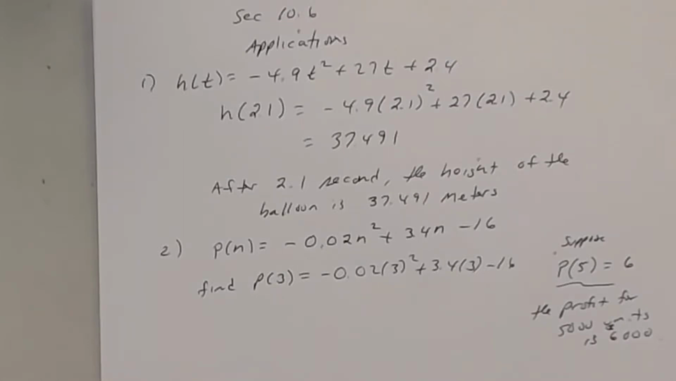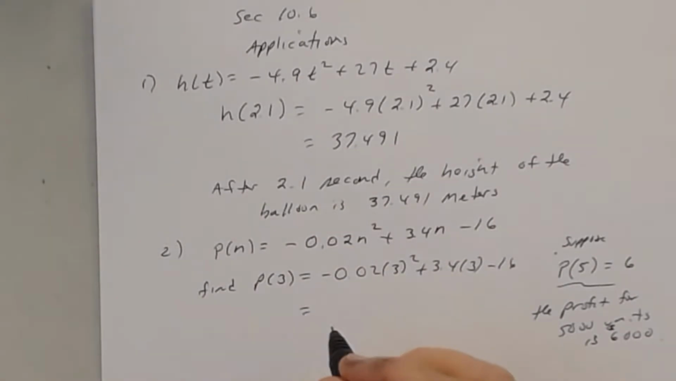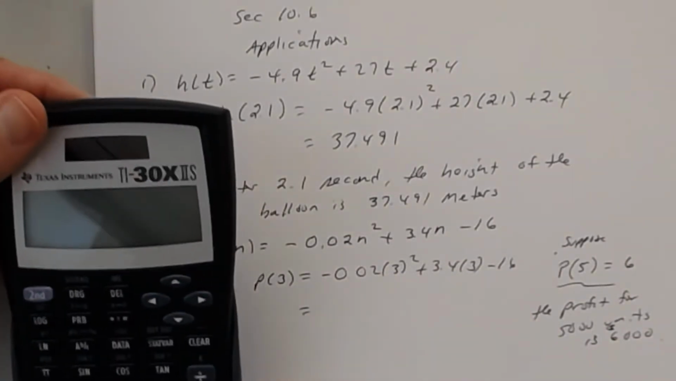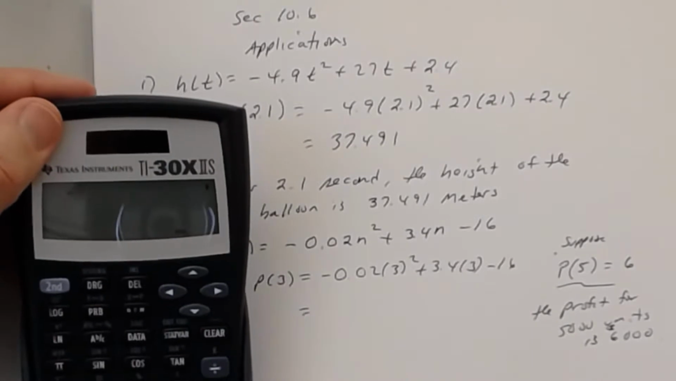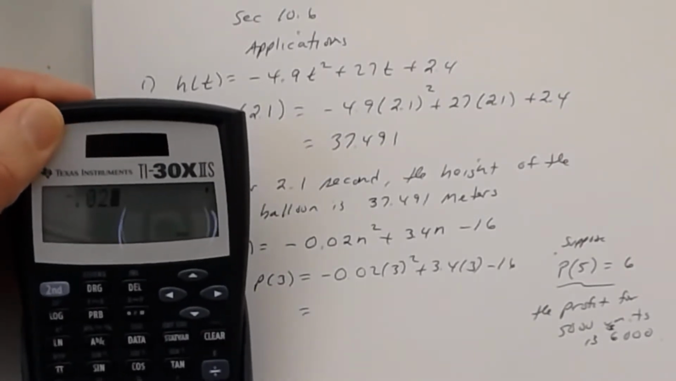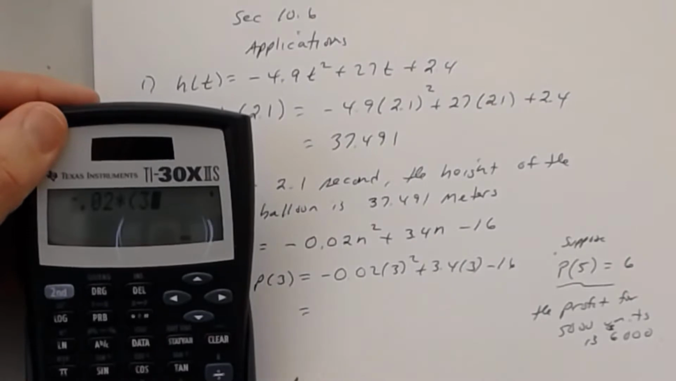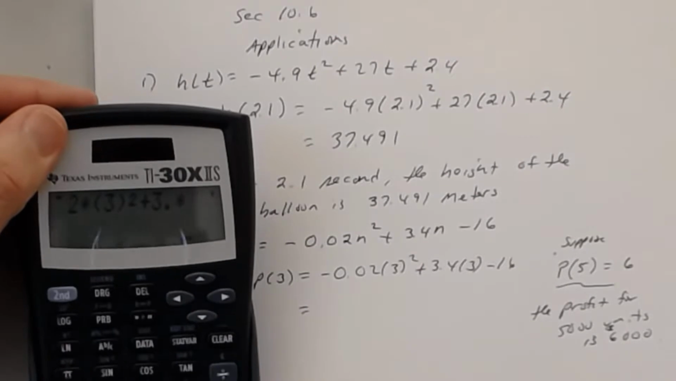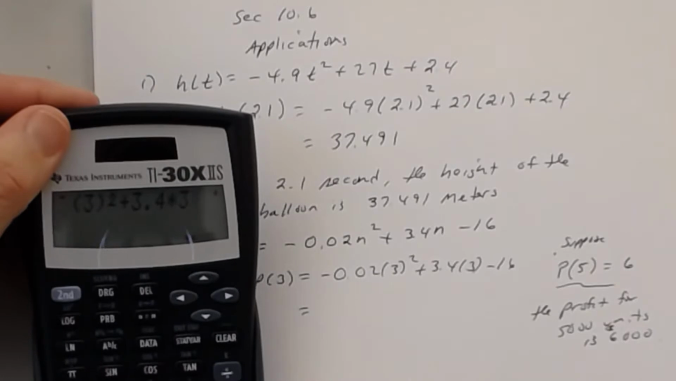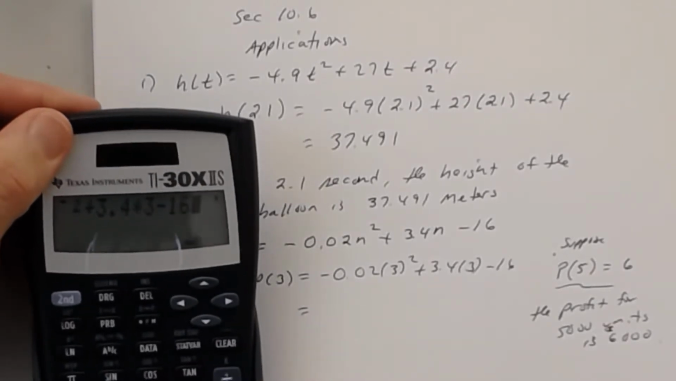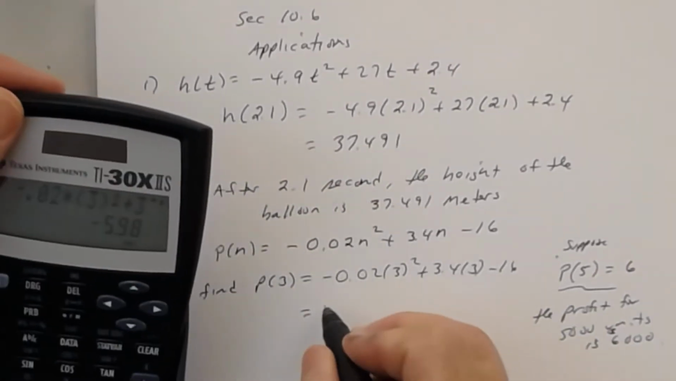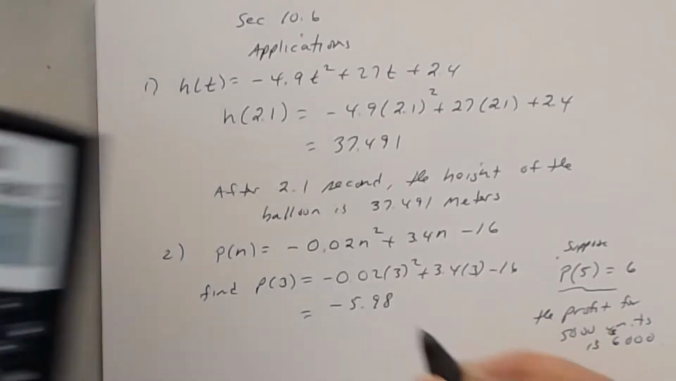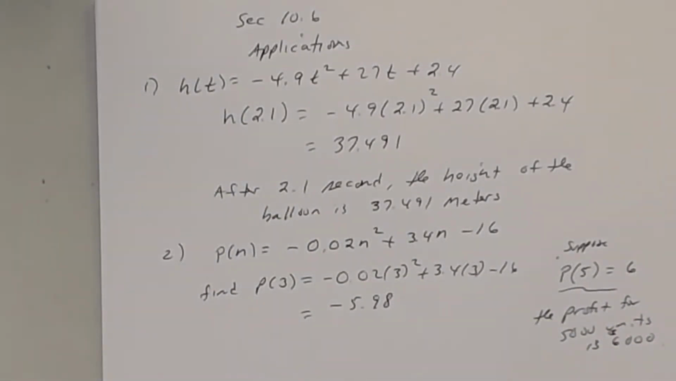All right, and so when you plug that back into your calculator, you're going to get, let's see, negative 0.02 times 3 squared plus 3.4 times 3, minus 16. If you did this, you got something like maybe negative 5.98. Okay, that's what you got there.